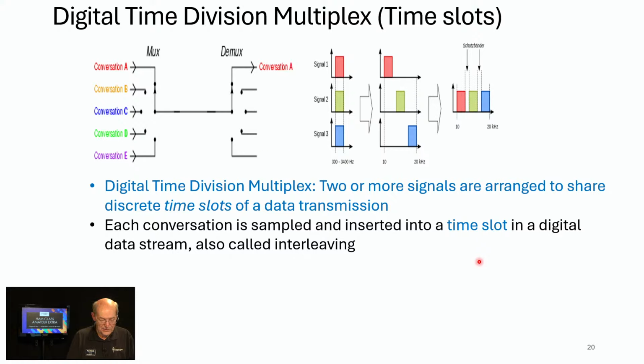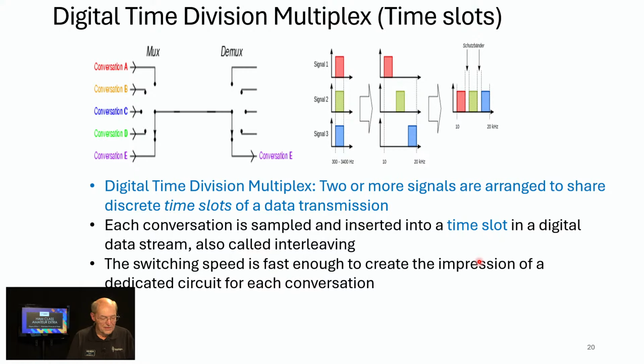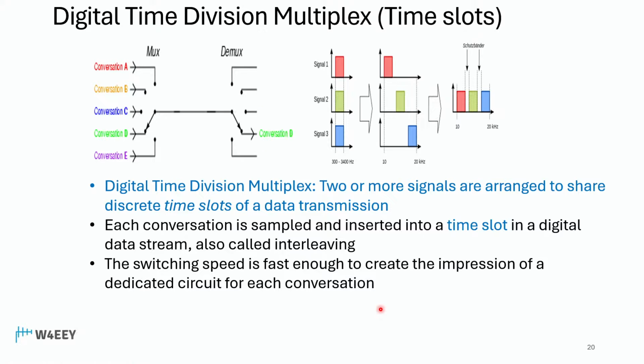Okay, all stuff we've talked about, just repeating. And the switching speed is fast enough to create the impression of a dedicated circuit for each conversation. And we're just showing 4 here, but this can be many more than that, like 48 or more. And I just wanted to show off my German.